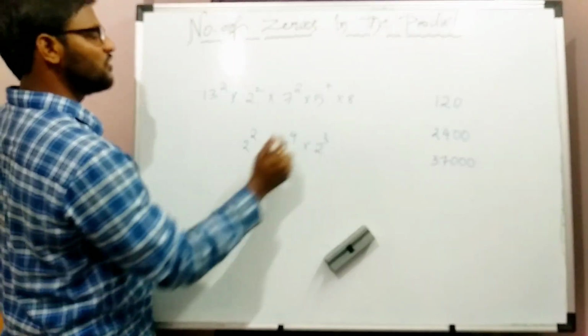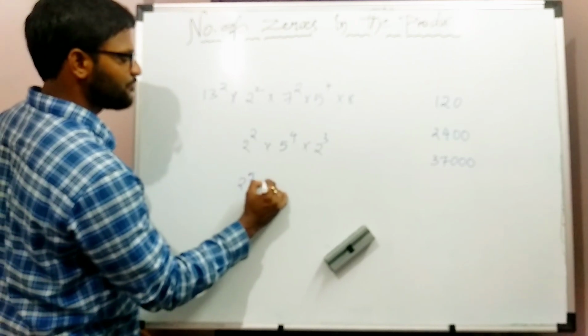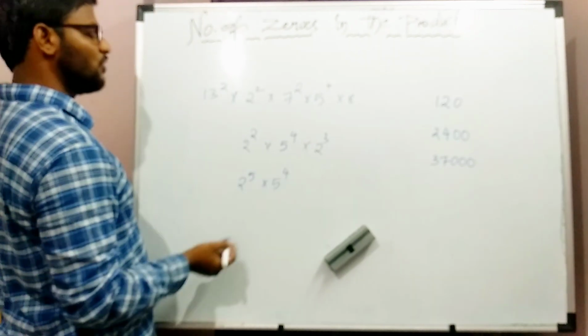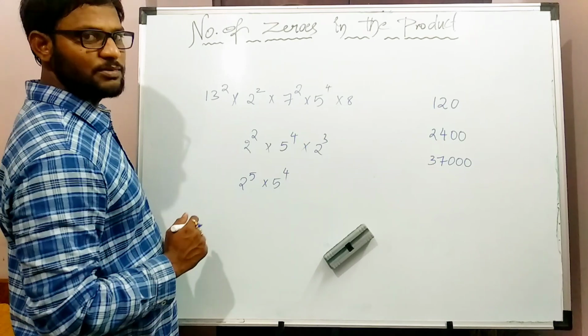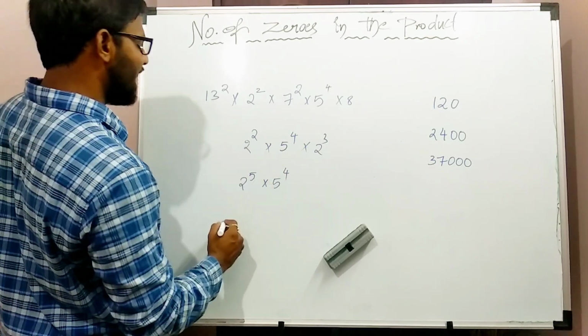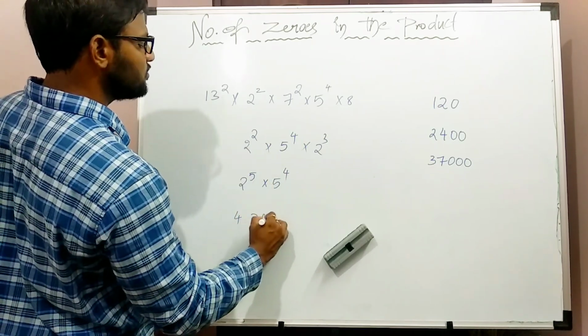2 power 2 into 2 power 3, 2 to the power of 5 and 5 to the power of 4. Now what is the least power? 4 is the least power. So this product ends with 4 zeros.